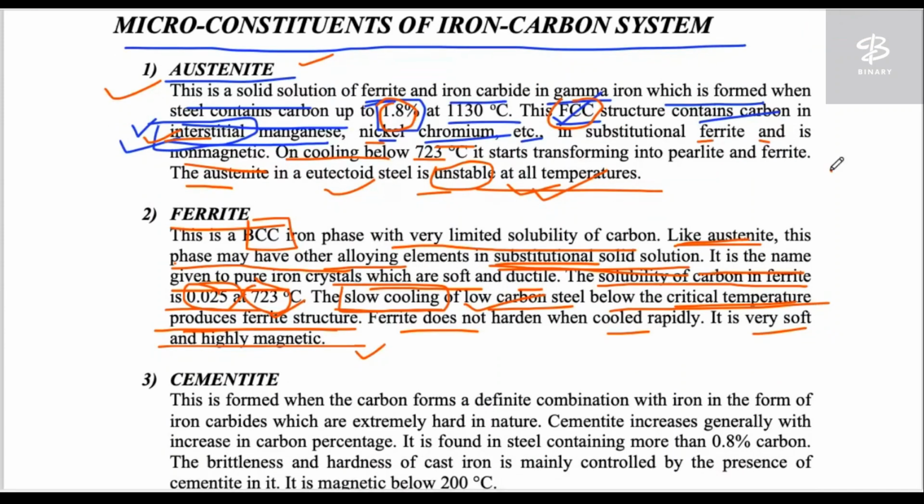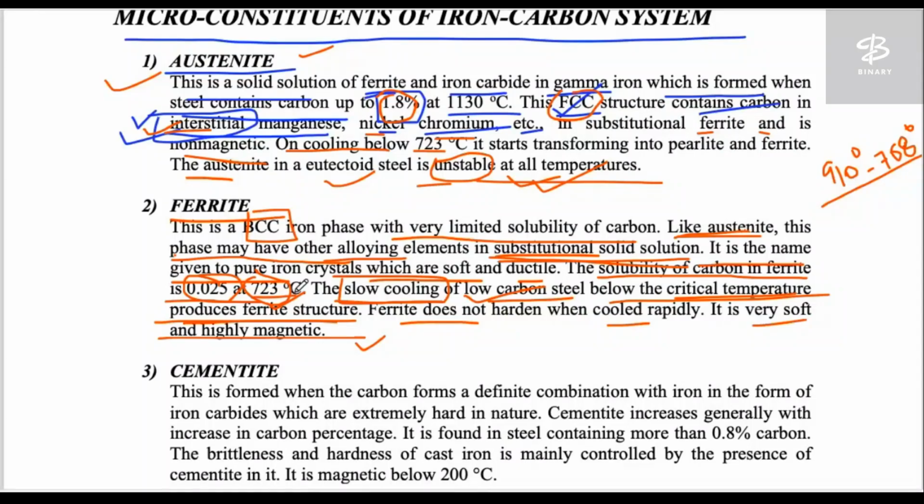Okay, so just 910 degrees C to 768 degrees C, only in this range is the magnetic nature absent. Otherwise, we will get a magnetic behavior of iron carbon mixtures or alloy, right? So here it is 723 degrees C. This shows that the cooling of low carbon steel below the critical temperature produces the ferrite. Okay, it is soft and highly magnetic, and obviously because this is below the 768 degree. That's why it is magnetic.